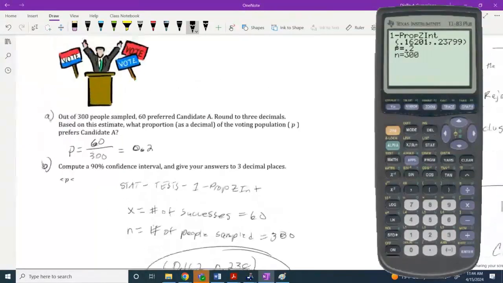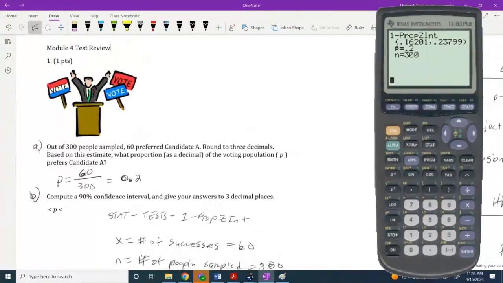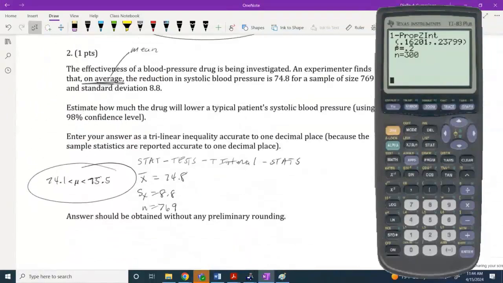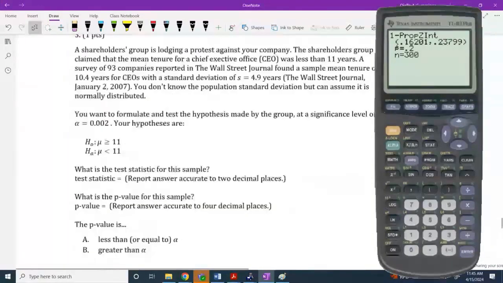Right, so for problem number 1, well, I shouldn't really say your problem number 1 because I think it may be scattered around. But for that voting problem, you want to use a 1 proportion z interval. For the mean confidence interval, you want to use that t interval. All right, now the rest of the problems deal with the hypothesis test.